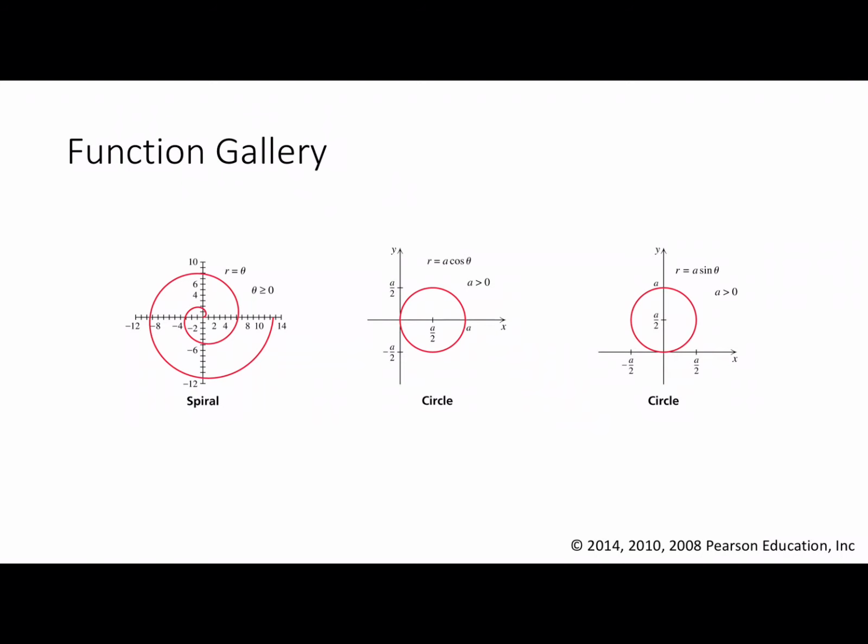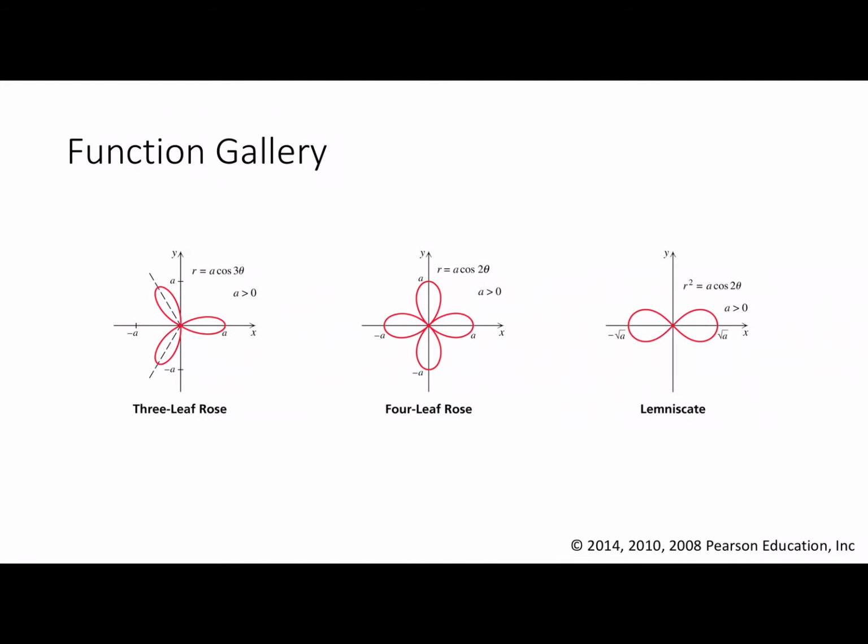Here are some more. So there's your spiral. We saw the circle, r equals a cosine theta gives you a circle, and so does r equals a sine theta. In both of those cases, a must be positive. We can get all sorts of roses, so we can get a 3-leaf rose by graphing r equals a cosine 3 theta. Again, a must be positive. And we can get the 4-leaf rose here, r equals a cosine 2 theta. And the one that looks like a figure 8 there is called a lemniscate, and we get that from the equation r squared equals a cosine 2 theta.